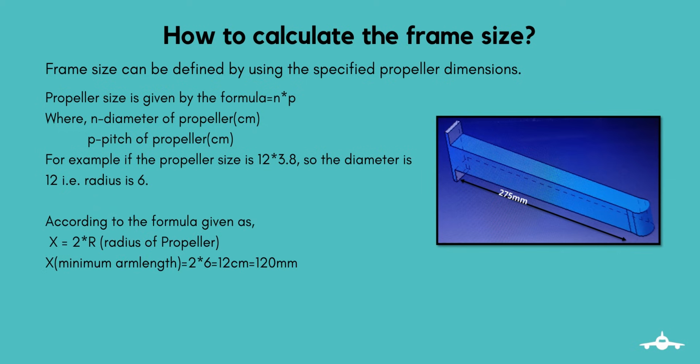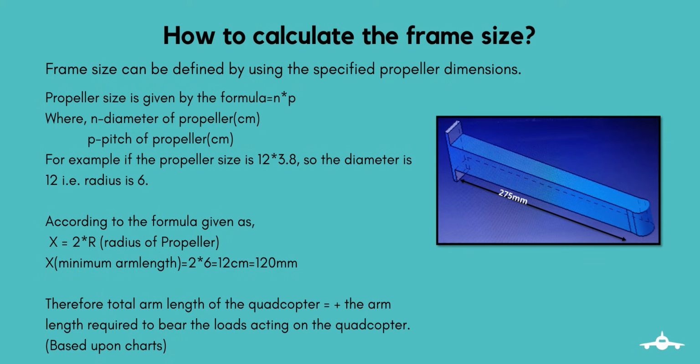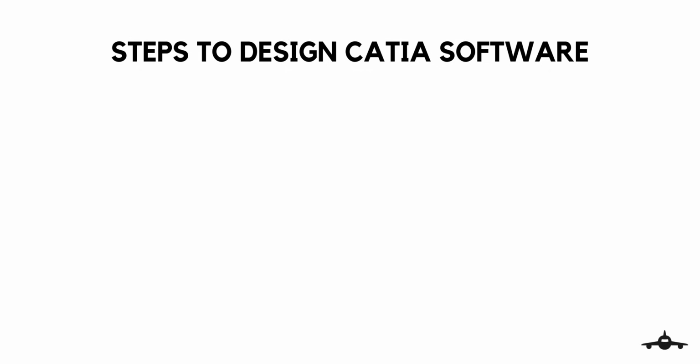According to the formula, which is given as x is equal to 2 into r, where x is the minimum arm length and r is the radius of the propeller. Here we get 2 into 6, that is 12 cm, which is equal to 120 mm. Therefore, total arm length of the quadcopter is equal to x plus the arm length required to bear the loads acting on the quadcopter.